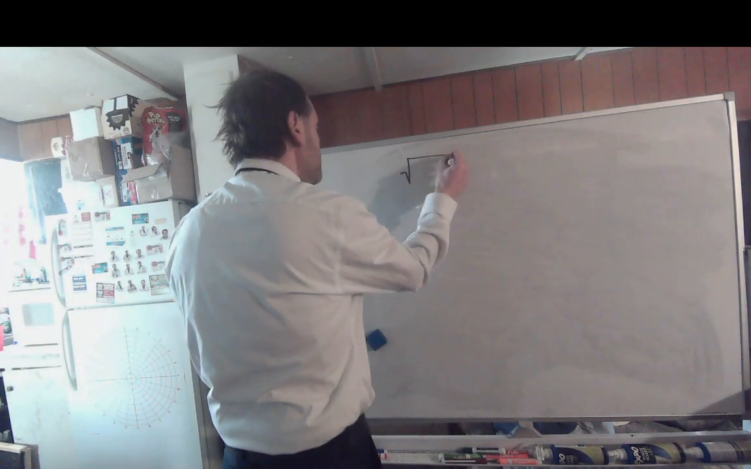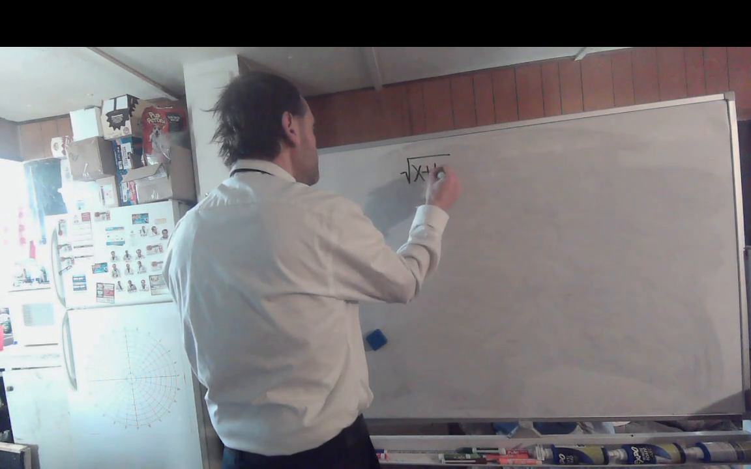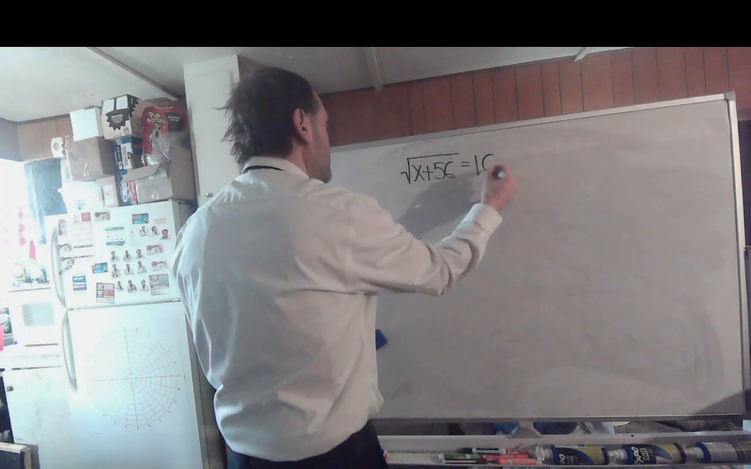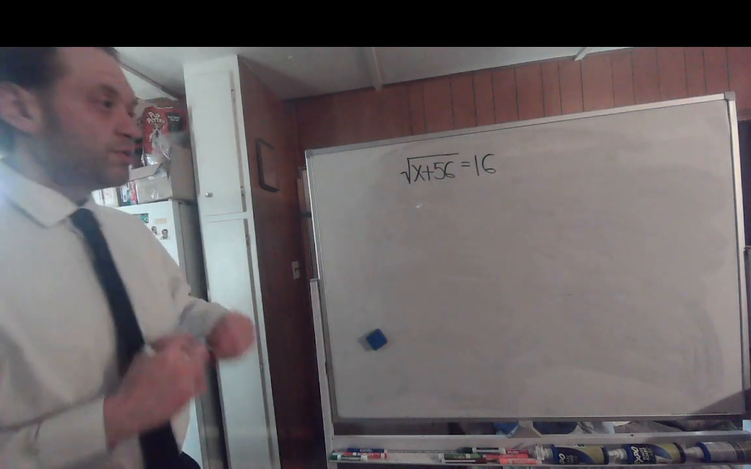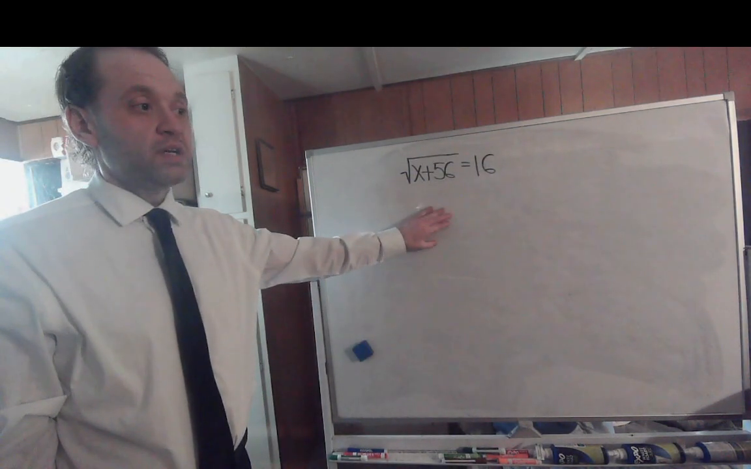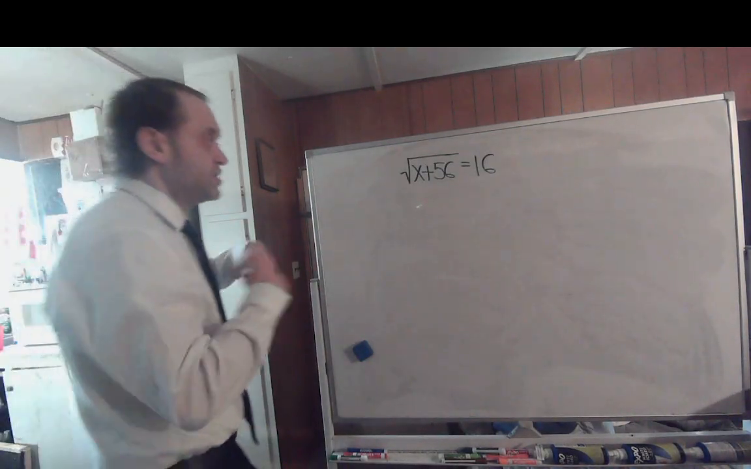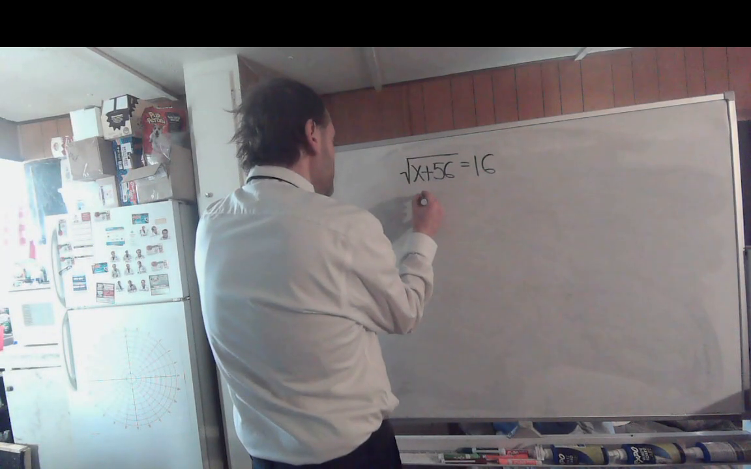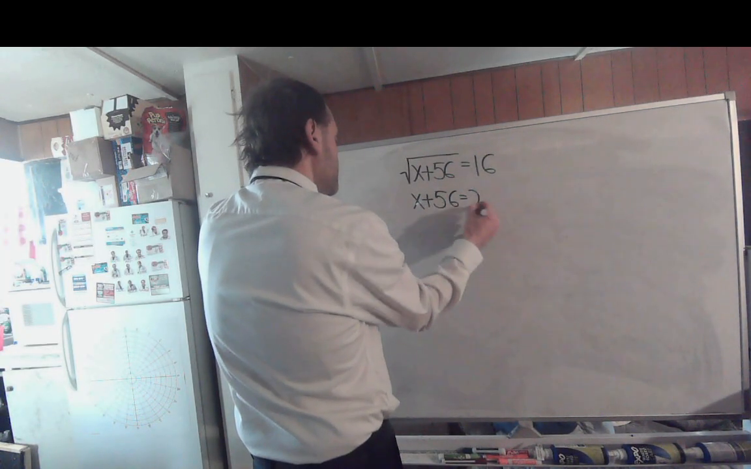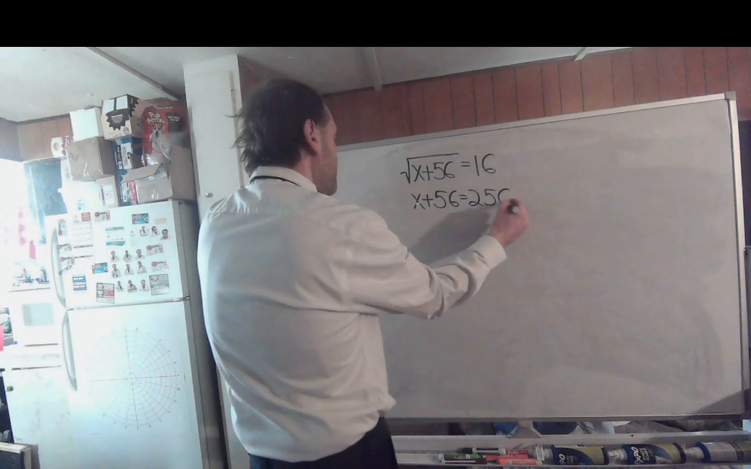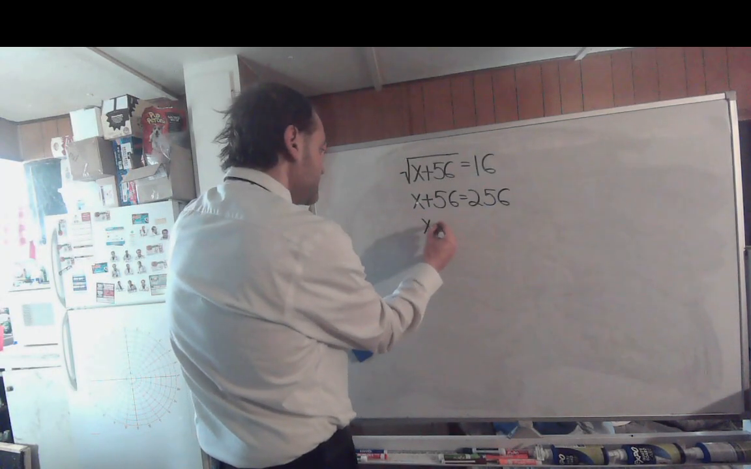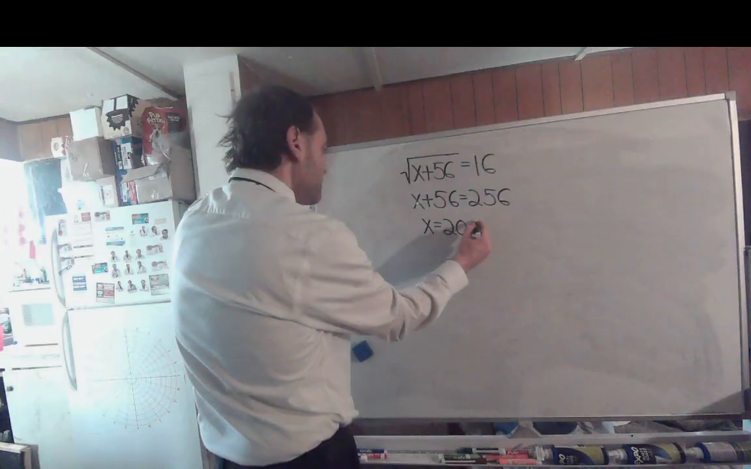Alright, so we have the square root of x plus 56 equals 16. Well, you're definitely going to want to square both sides, so if you do that, you'll end up getting x plus 56 equals 256. Then solve for x, you would just get that x equals 200.